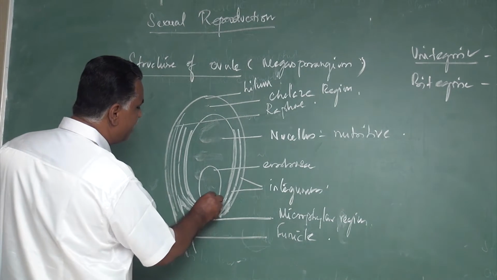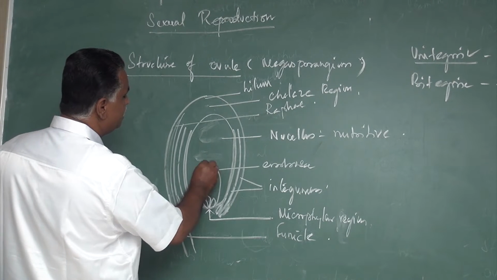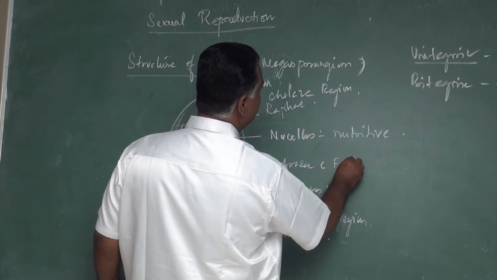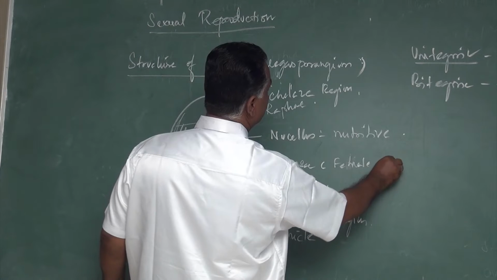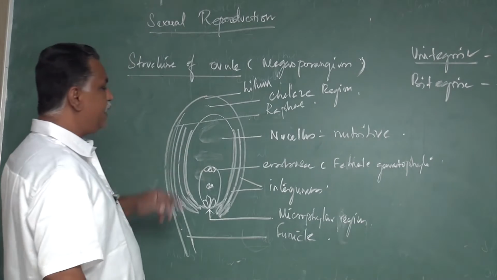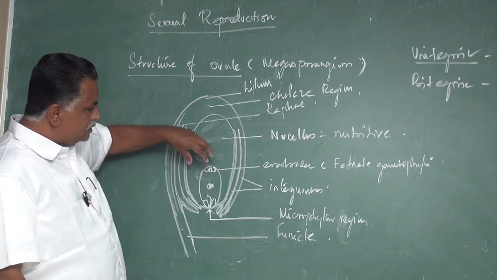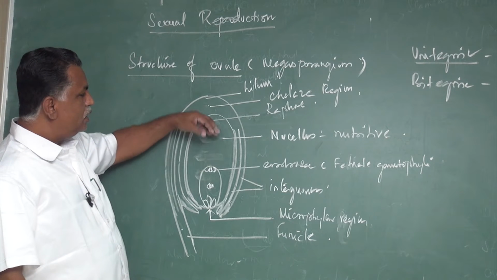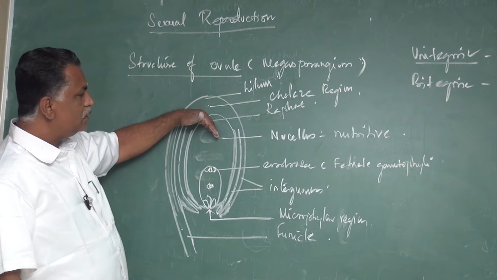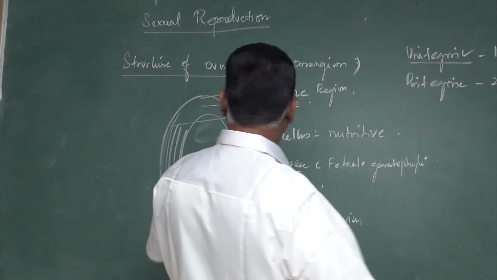You see here the egg apparatus, secondary nucleus and antipodals. This is the female gametophyte. So the embryo sac is the female gametophyte. The development of the female gametophyte takes place inside the nucellus. The nourishment for the development of the female gametophyte is provided by the nucellus. So nucellus is a nutritive tissue.